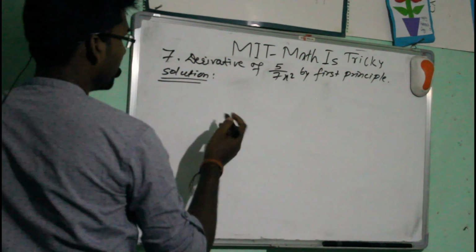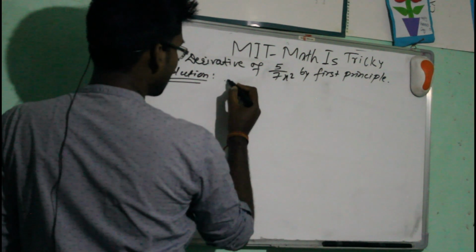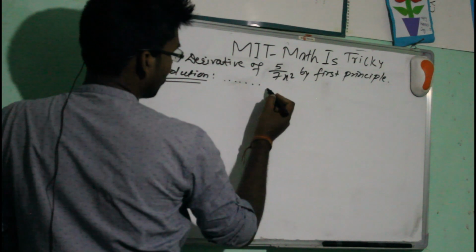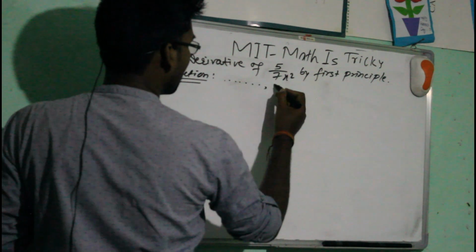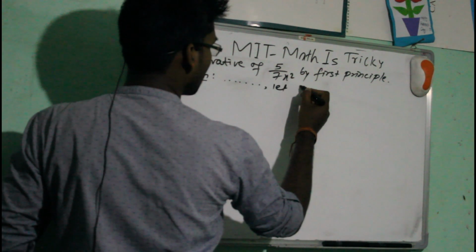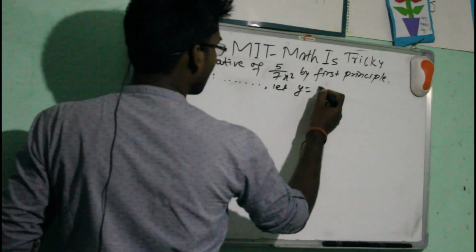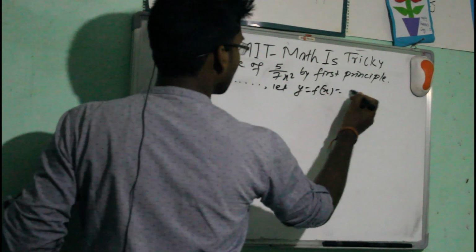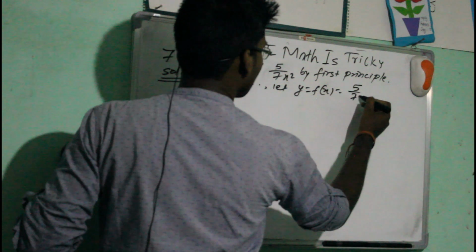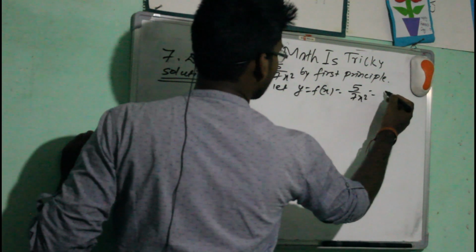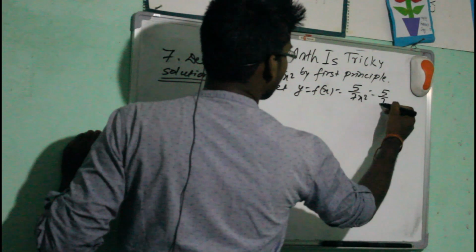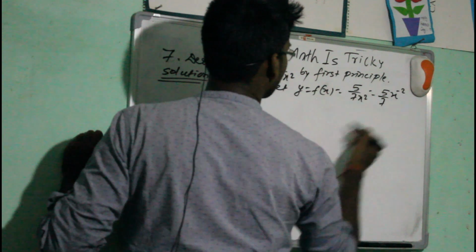Question number 7: derivative of 5 by 7x squared by first principle or by first definition. The question is the same. As discussed in the previous video, you write the language by yourself, and then let the given function be y equals f(x) equals 5 by 7x squared. It can be written as 5 by 7 x to the power minus 2.